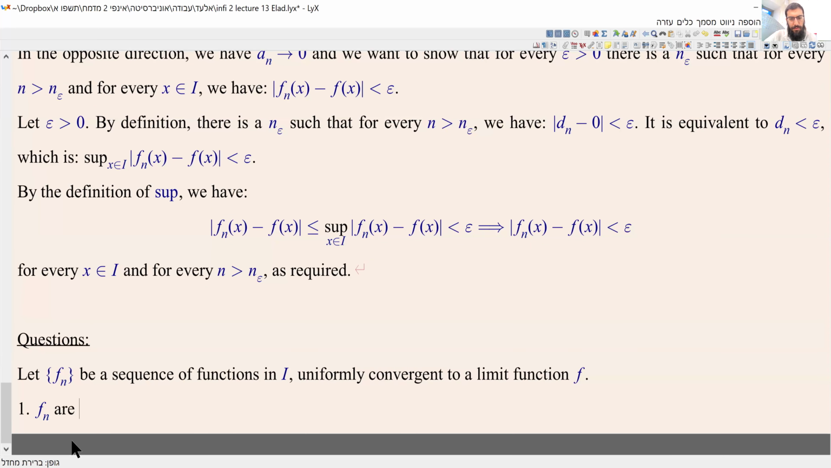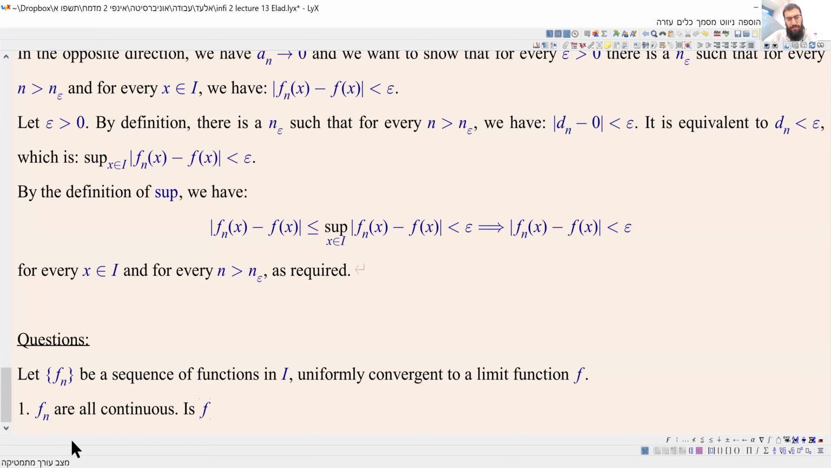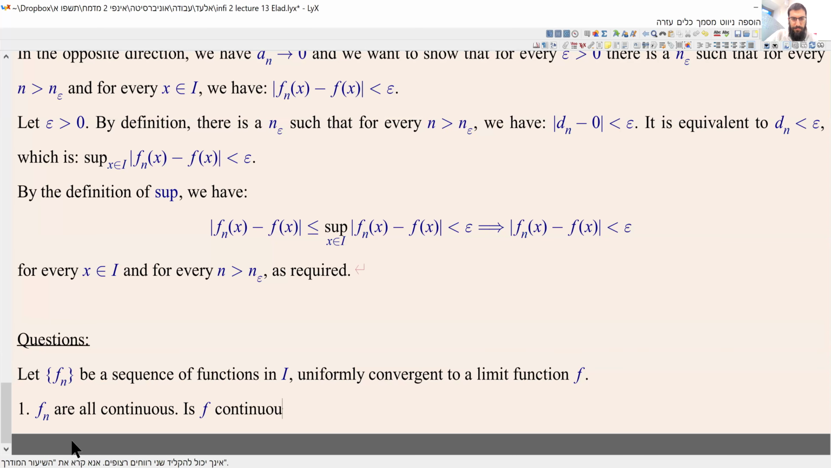If the Fn are all continuous, is f necessarily continuous? Now, the answer when we were given pointwise convergence was no. Now it is yes. We will not prove it today. Not today, but maybe that's what I want to do. That's the schedule. We will prove it in lecture number 14, this Sunday.